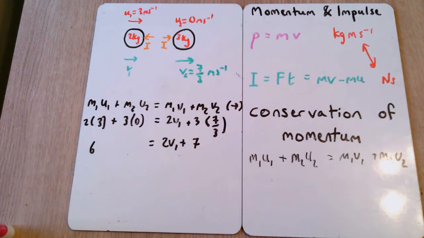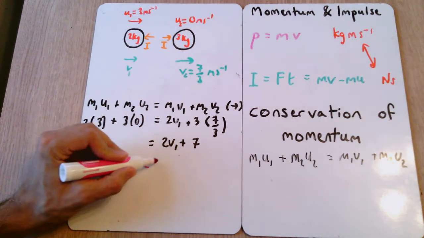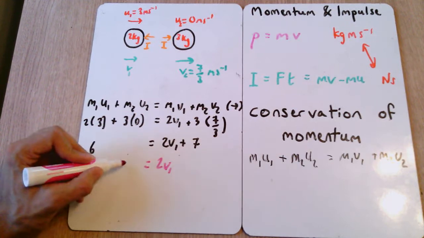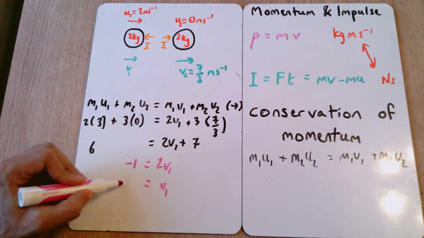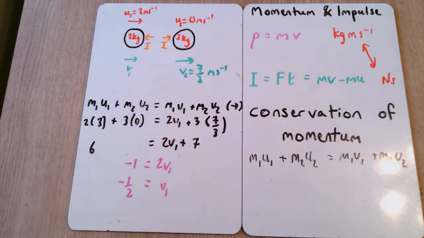Now, what we notice is that when we rearrange this, we're going to get 2v1 is equal to 6 minus 7, which is minus 1, and v1 is equal to minus a half meters per second.